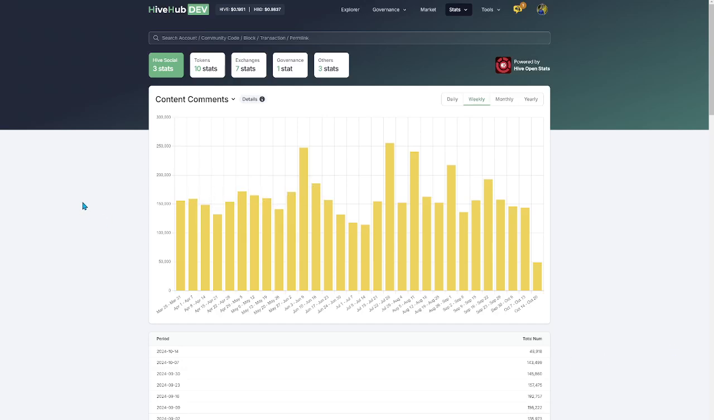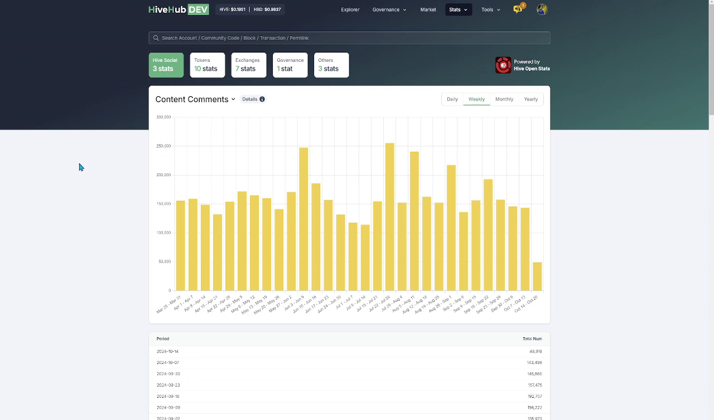All right, let's continue our breakdown of different fun things on hivehub.dev. This is a visual illustration of the Hive Open Stats project. You have chain data and you have communities data. And coming soon, there will be badge data. So we'll keep you updated for when that happens.